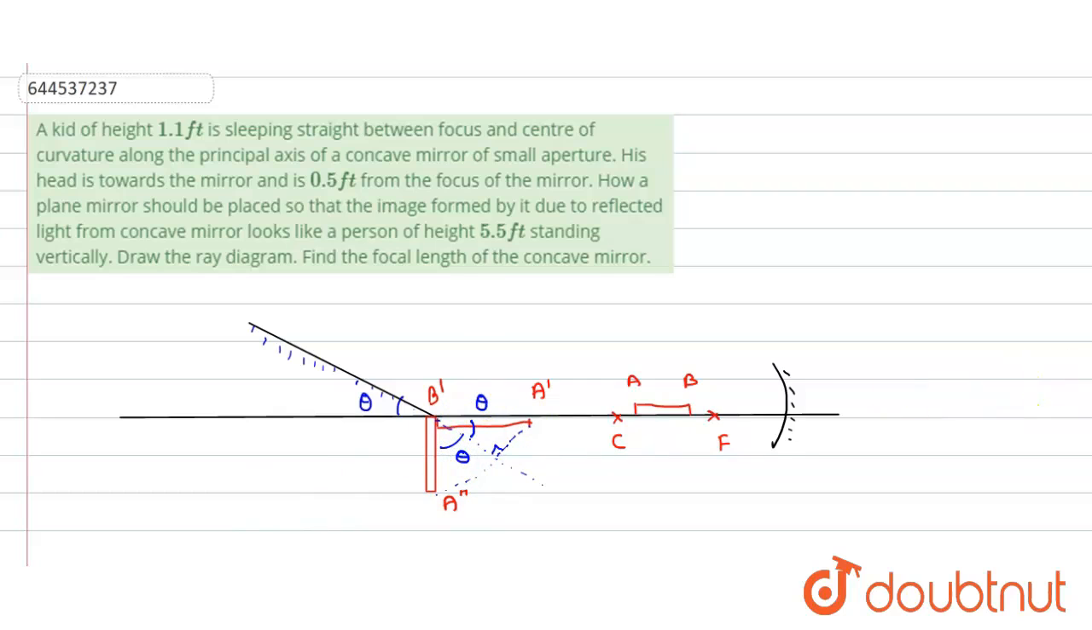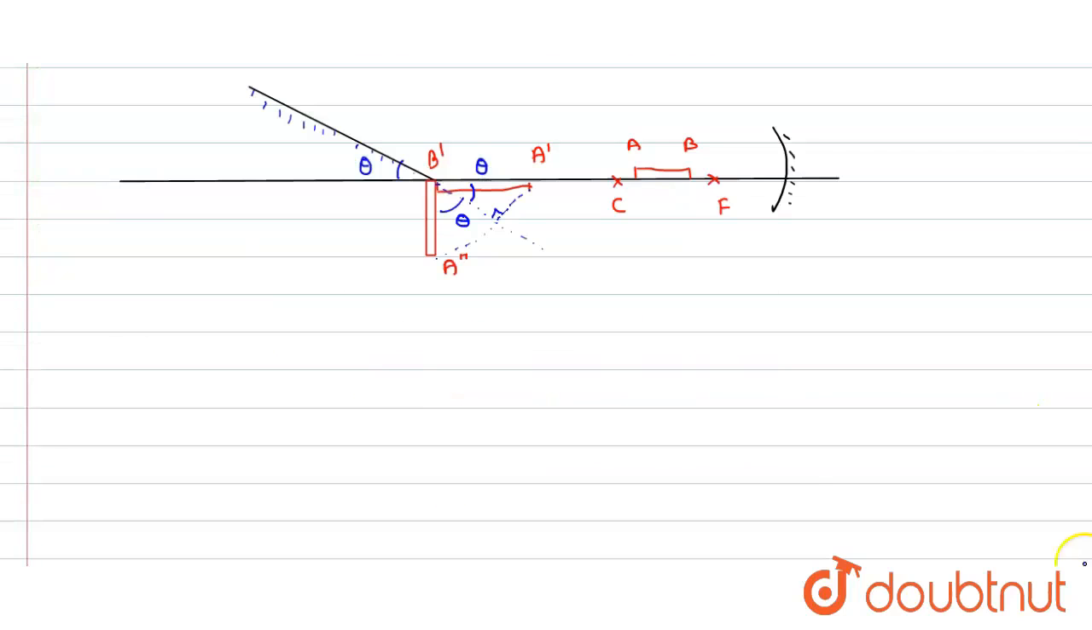So what is the total angle? We can say that 2 theta would be equal to 90 degrees. So our inclination would be equal to 45 degrees. Inclination would be equal to 45 degrees.